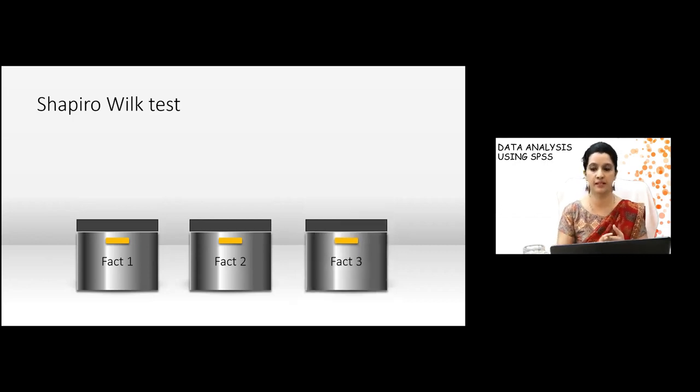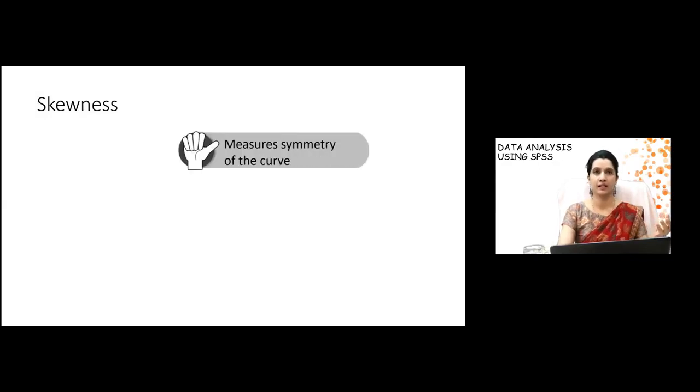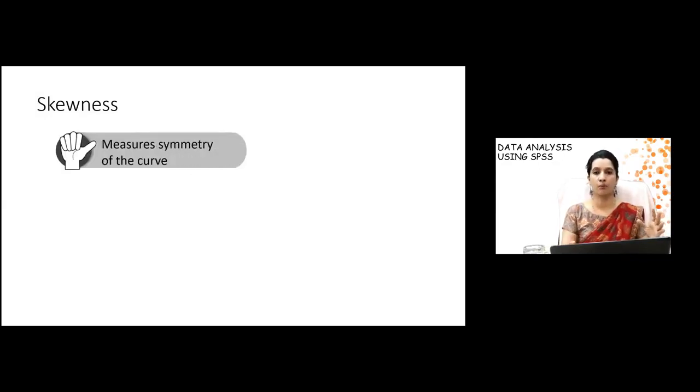Now the second is the skewness. So skewness is the deviation from the normal. So what is skewness? It is the symmetry of the curve.